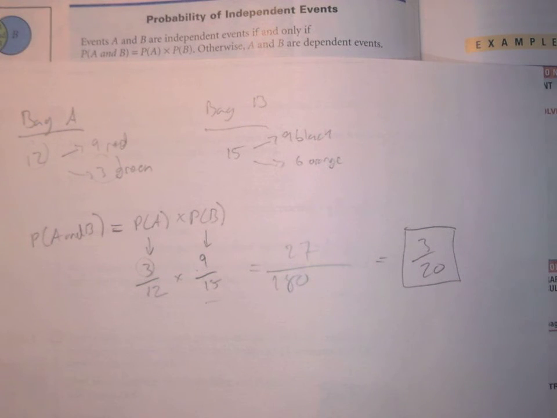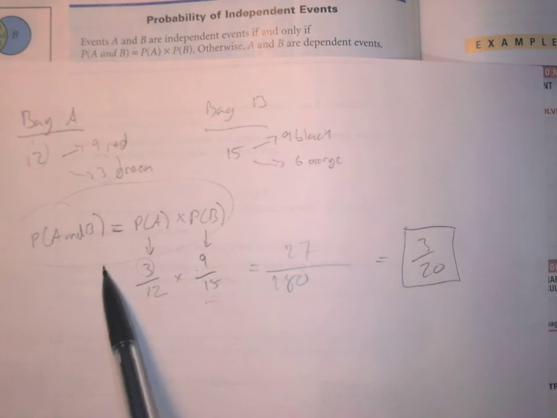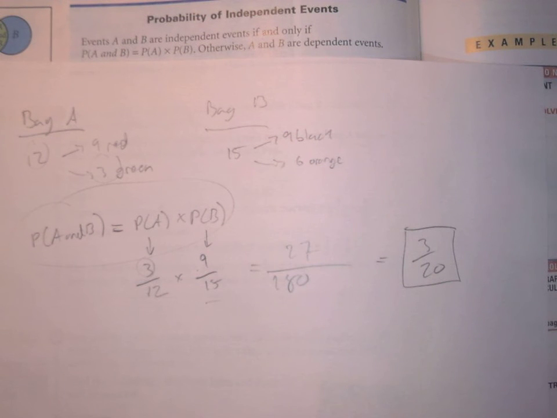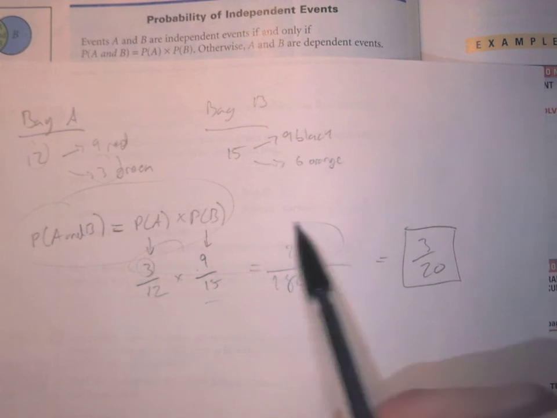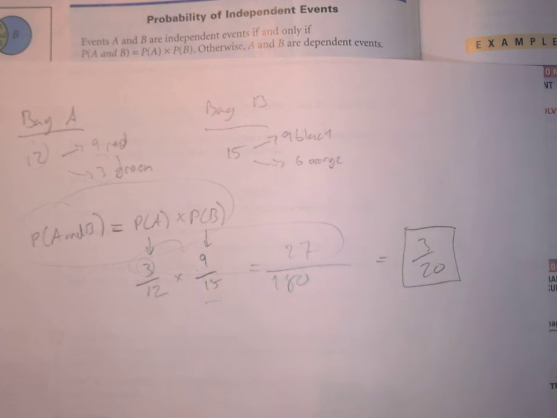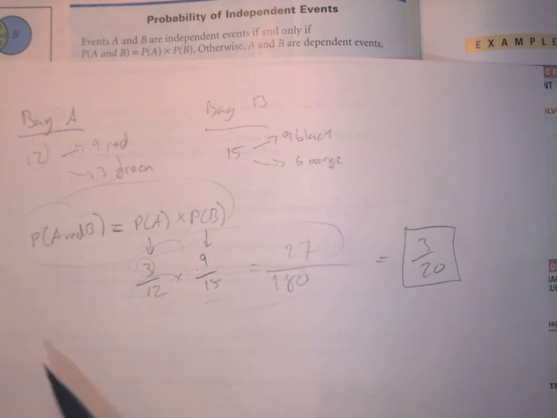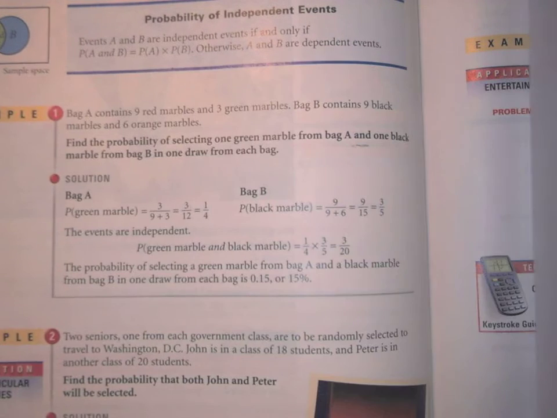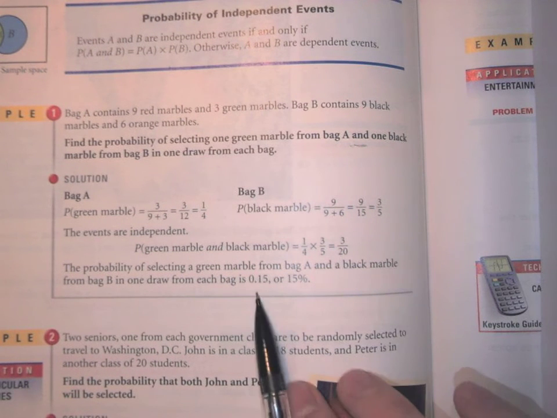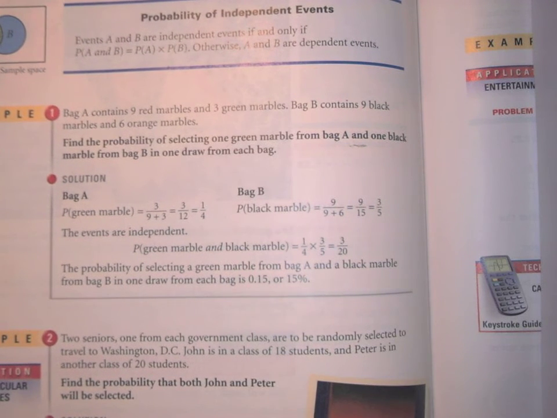So that's the idea, and we want to connect this formula, this multiplying idea, to the fundamental counting principle. Basically, we're using the fundamental counting principle on top of this fraction to figure out how many ways we can get the outcome that we want. And then we're using it on the bottom of this fraction to figure out the sample space, or how many different possible outcomes there are for two different bags of marbles. Okay, so 3 over 20 is 0.15 or 15%. Okay?